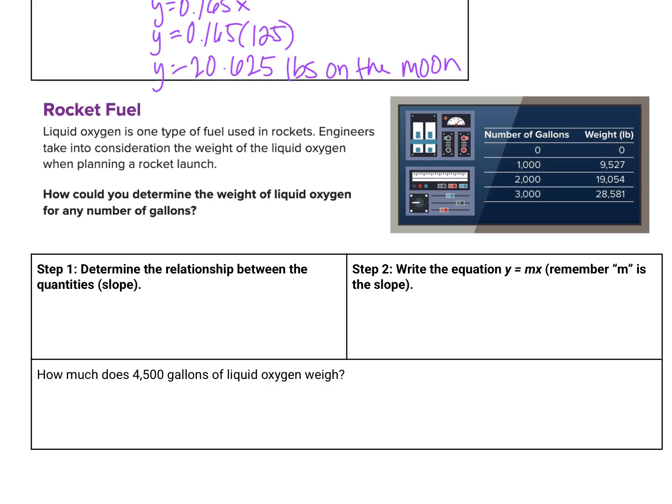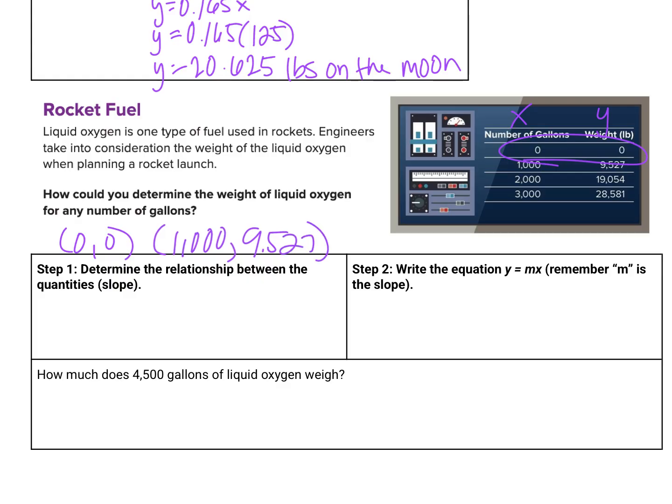That is to find our slope between our quantities here. So remember, whenever we are given a table, the first value is always going to be x, second value is y. So x is the number of gallons, y is the weight in pounds. Whenever we're given a table, it's going to be best probably to use our slope formula. So let's pull out 2 points. We're going to start with 0, 0, since that's just the first one that we have here. Then our second point, we're going to do 1,000 and 9,527.